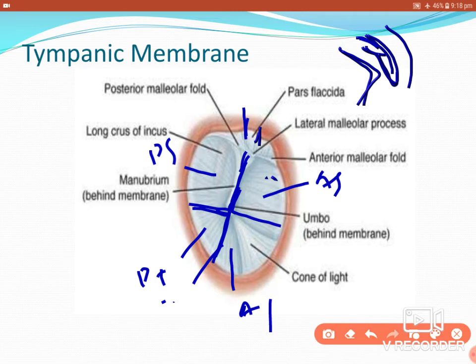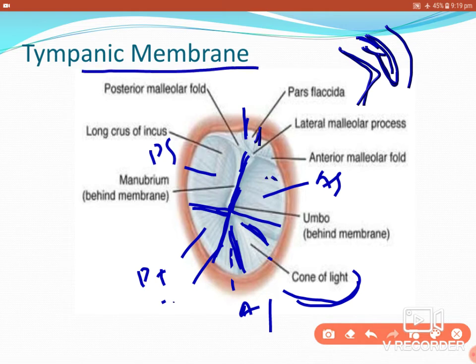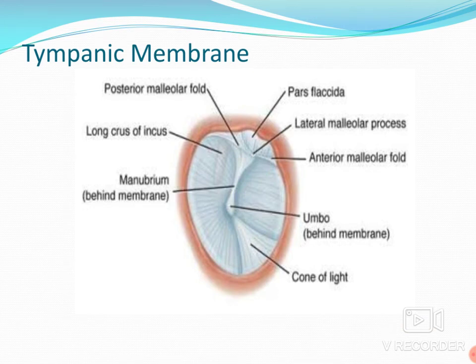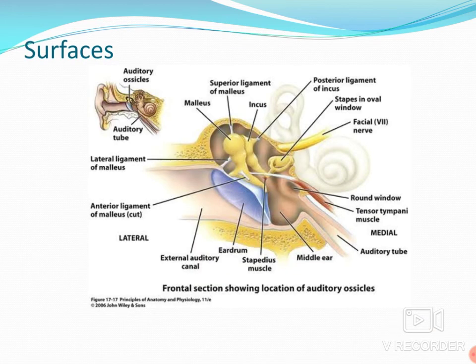In the antero-inferior quadrant, you can see the cone of light. During the inspection of the external ear to examine the tympanic membrane and the middle ear through the otoscope, the light falls on the tympanic membrane and causes a cone-shaped reflection. This cone-shaped reflection appears in the antero-inferior quadrant, and it reflects a normal tympanic membrane. So these are the features of the tympanic membrane.